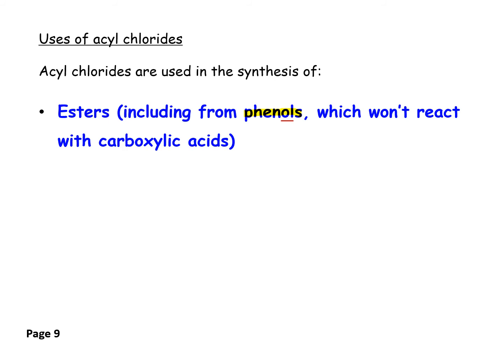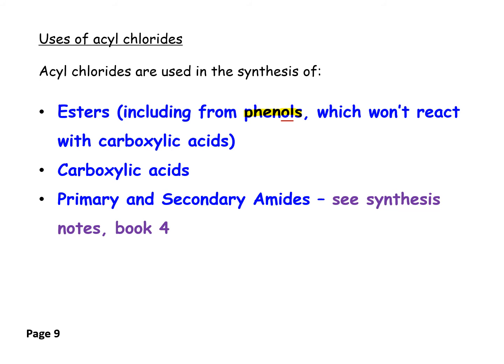Okay, so the second use of acyl chlorides are in the synthesis of carboxylic acids. So you've just seen how we convert a carboxylic acid to an acyl chloride. I'll teach you now how to convert the acyl chloride into the carboxylic acid.